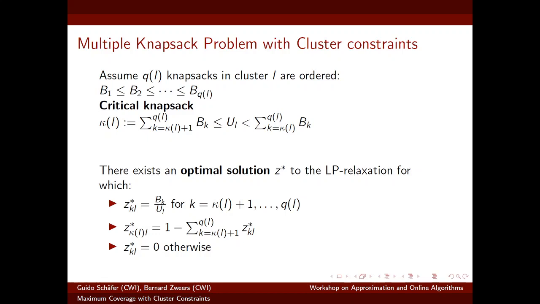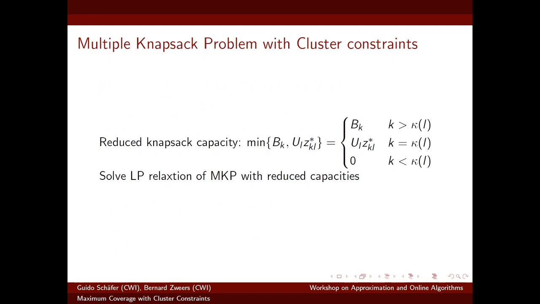Well, and knowing these optimal solutions, we can just say that there's a reduced capacity for a knapsack, which is just the minimum of its original capacity and this capacity it gets from the cluster. And that's just for all knapsacks larger than the critical knapsack, its original budget, and otherwise it's an adjusted budget, which is UL times Z star KL. So now we basically have a multiple knapsack problem only with new capacity constraints.